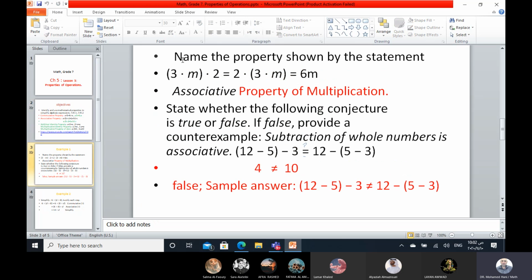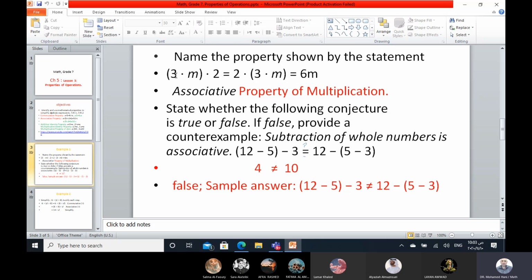In this example, the question: name the property shown by the statement. Here we have, between parentheses, 3 times m, then times 2, equals 2 times, between parentheses, 3 times m. On the left side, we have 3, m, and 2. On the right side, we have 2, 3, and m. We have the same numbers and values, but we changed the place of the parentheses. Here the parentheses are between 3 and m, and here the parentheses are between 3 and m.